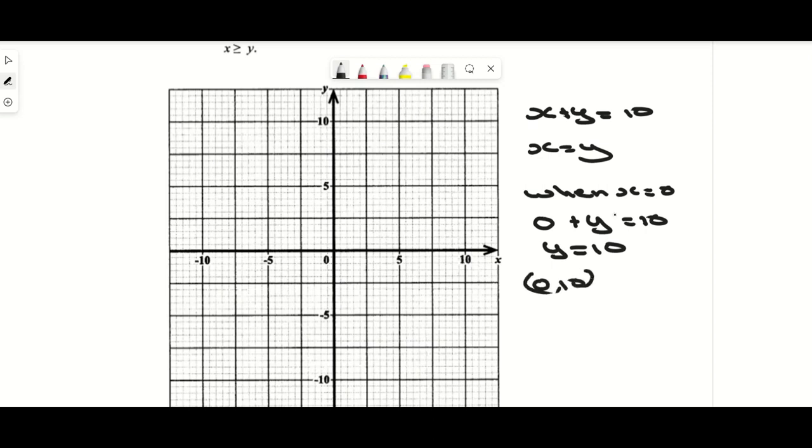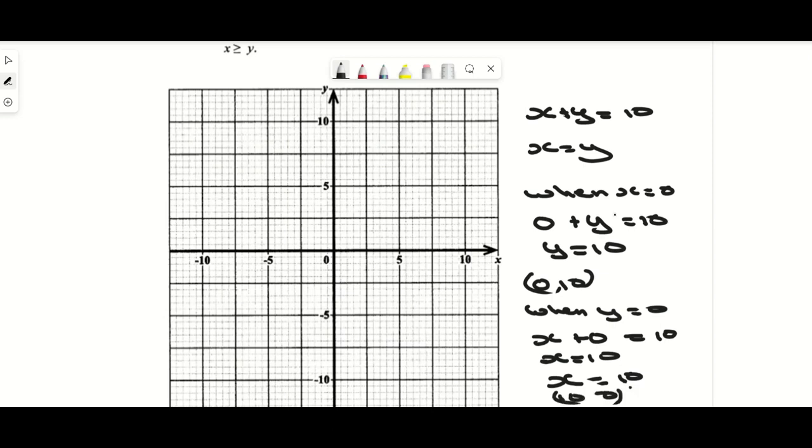And then the next coordinate would be when y is equal to 0. That would be on my x-axis, right? So that's x plus 0 is equal to 10. We know x is equal to 10. So the coordinates here would be 10, 0. Right? So let's plot those two.